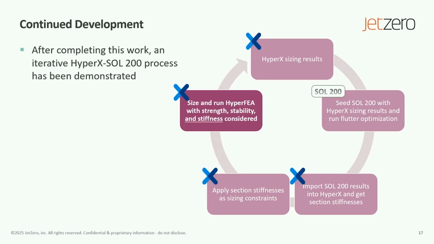So we're trying to couple SOL 200 with HyperX in order to make the whole process more iterative. Because currently, from what you've seen earlier, we only did 1 pass from SOL 200 to HyperX for resizing. But if we use the HyperX result post the first SOL 200 run as a seed in order to loop through SOL 200 again and then resize it again, we will hopefully eventually converge to a more global minimum in lightest weight, and then it all will be sized for strength, stability, and stiffness.